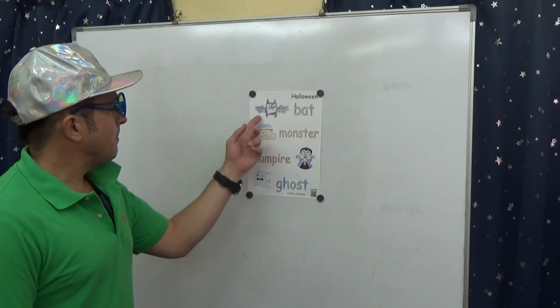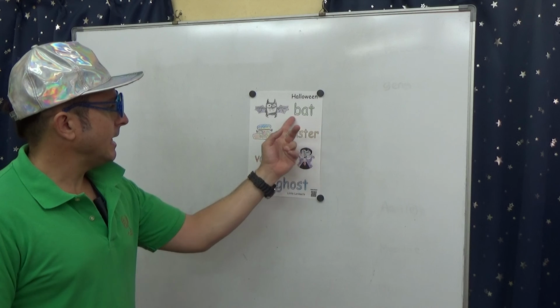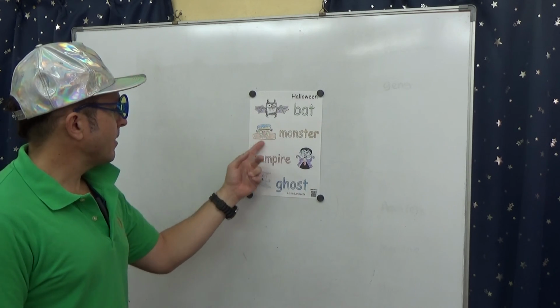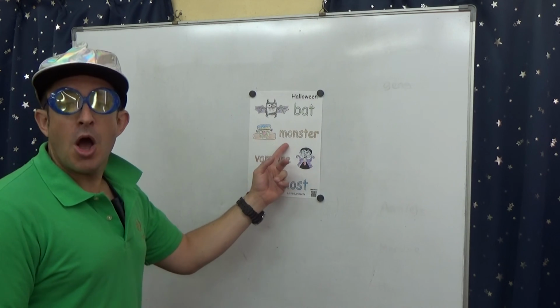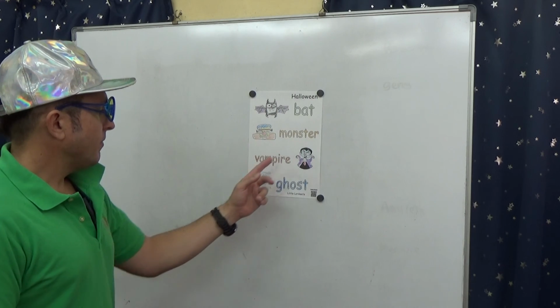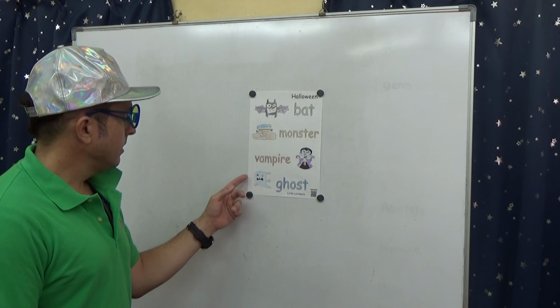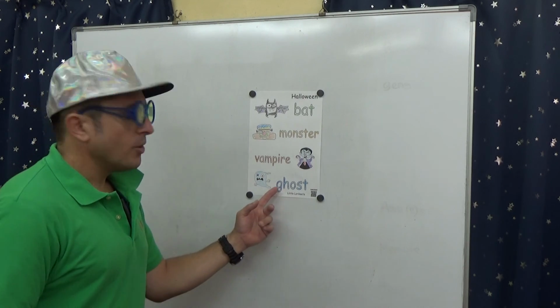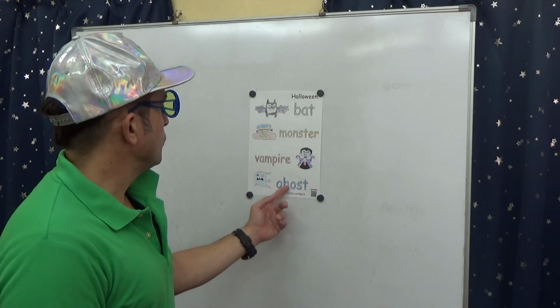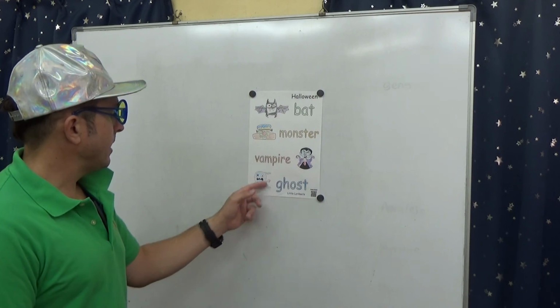So, we've done the bat in green. We've done the Frankenstein monster, the word in orange. We've done the vampire and the word in brown. And we've done ghost and the word in dark blue. So these were some Halloween characters.